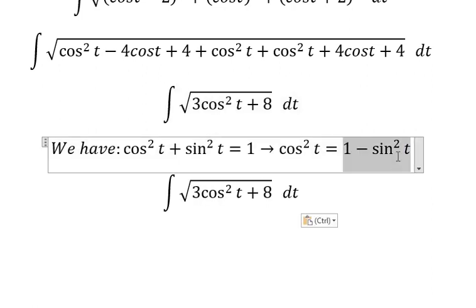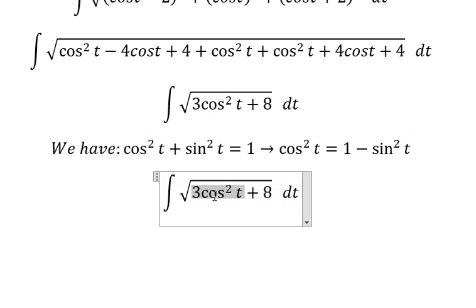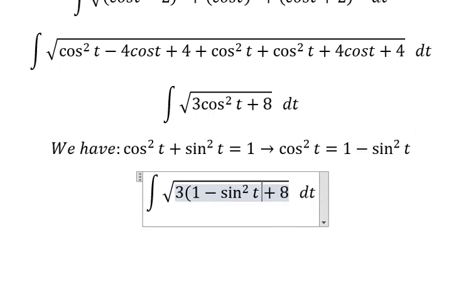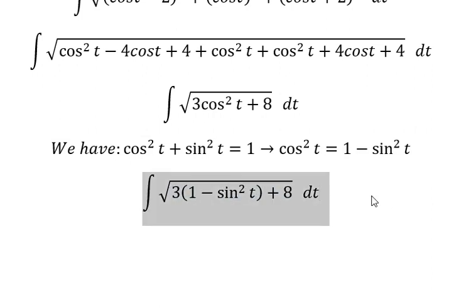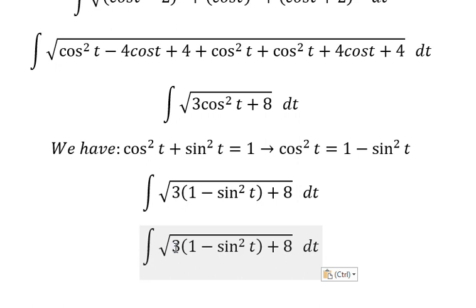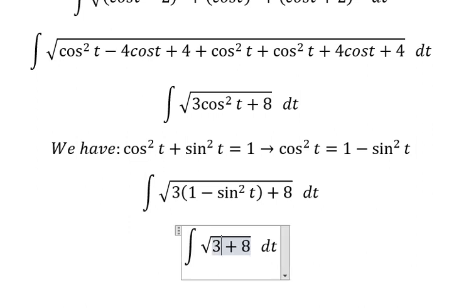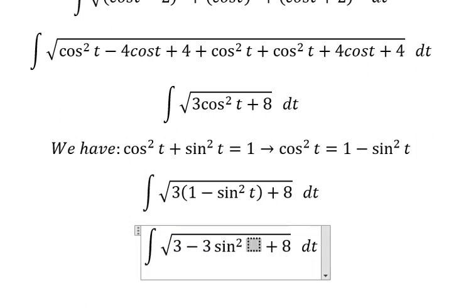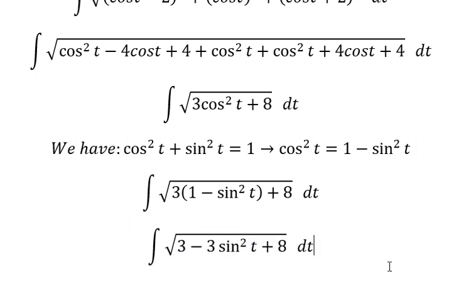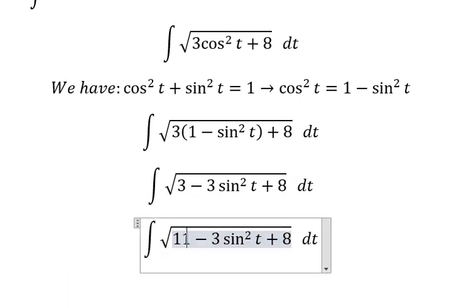So I will put this one here, and now we have 3 multiplied by 1 and sine t squared. So 8 and 3, we have 11.